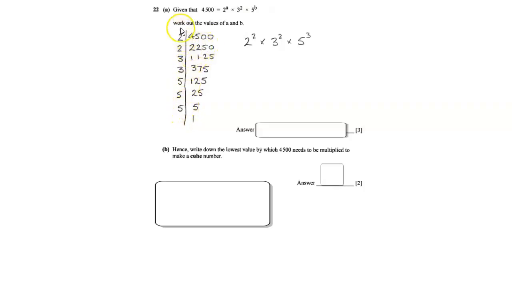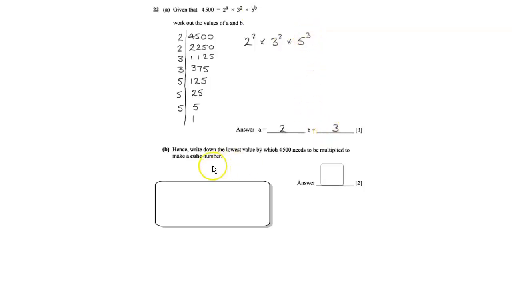So we're using the left-hand side, which would be 2 times 2 times 3 times 3 times 5 times 5 times 5, which then becomes 2 squared times 3 squared times 5 cubed. And when we compare it to the question, we can see 2 to the power of a, so that's 2 squared, so a is 2. Then we'll see 5 to the power of b, and 5 cubed, so b is going to be 3.